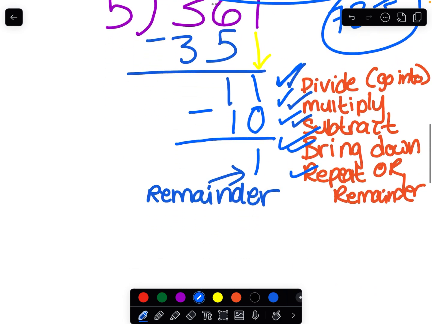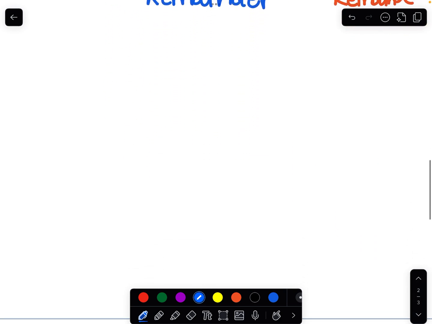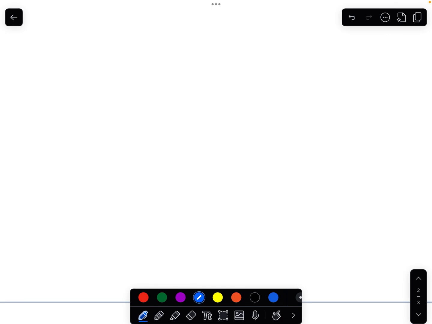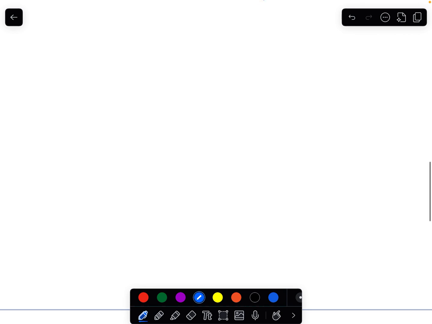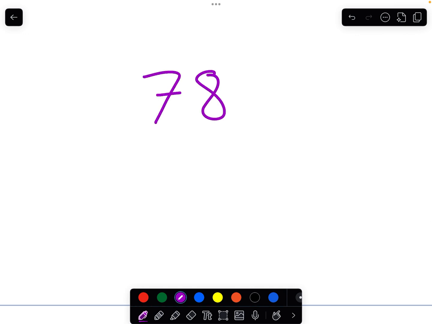Are we having fun yet? I know, like I said, it's a lot of steps. And the only way to learn the standard algorithm with long division, I think, is just to practice it a lot and allow yourself to make mistakes because there are a lot of steps. Let's do another problem. How about 78, a 2-digit number, divided by 3. Let's do this problem together.